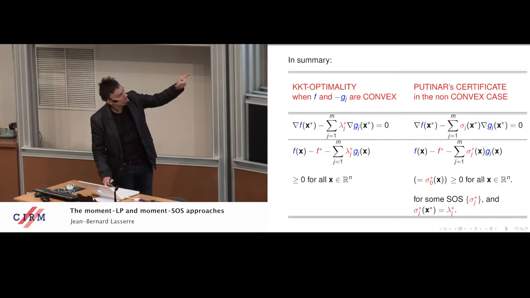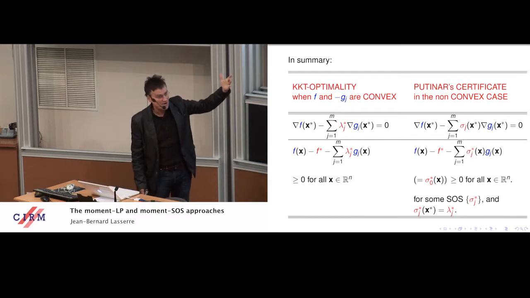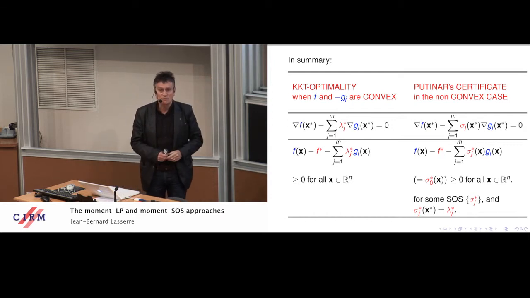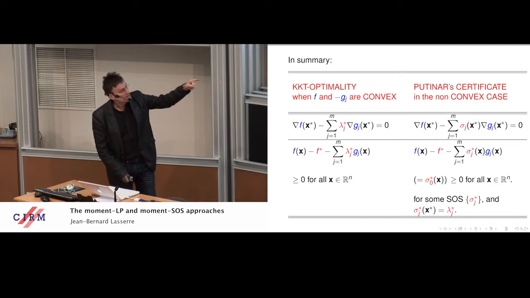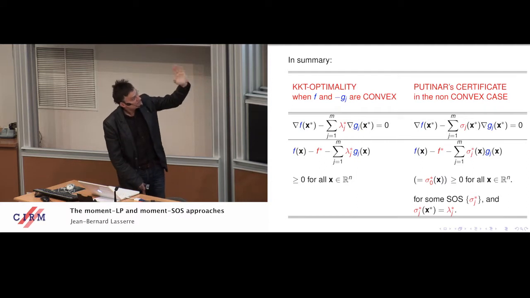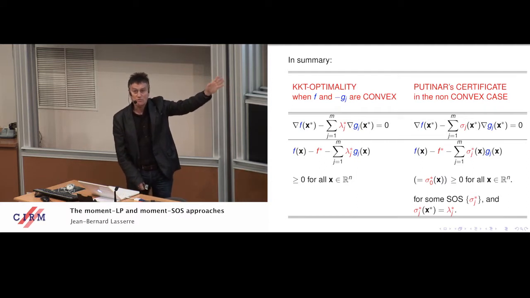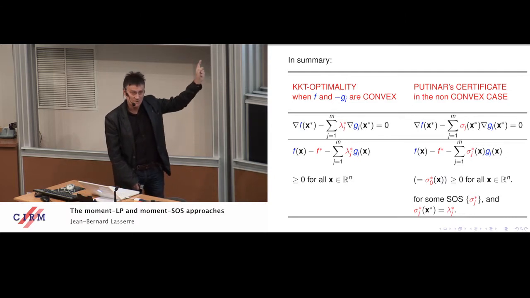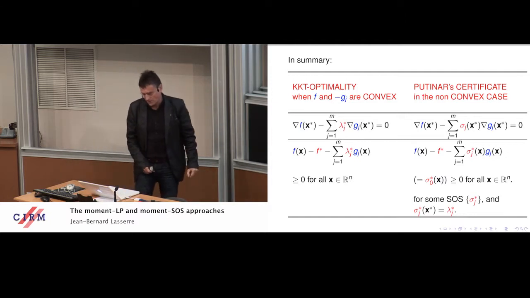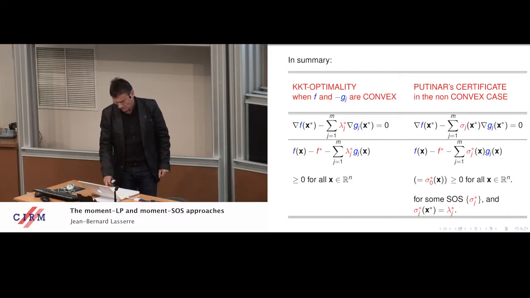And now the good news is that F of X minus F star minus sigma, a sort of generalized Lagrangian, now with weights which are polynomials, is also non-negative on the whole space because it's a sum of squares. And X star is a global minimum of this extended Lagrangian. So in other words, you have exactly the same properties in the Putinar representation in the non-convex case that you had with the KKT condition in the convex case. So it's really the extension of KKT in the convex case to the non-convex case. And of course, you don't have this for the LP relaxation in general.